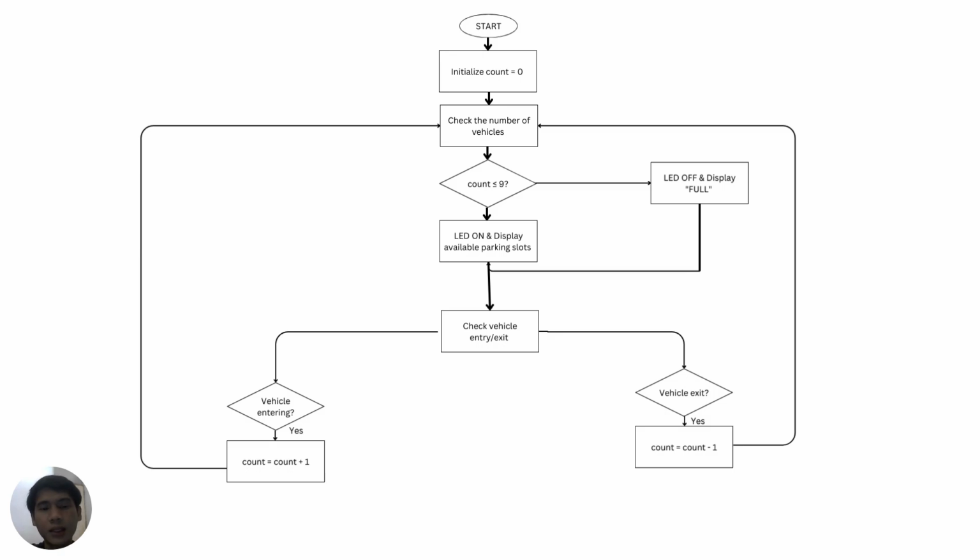If the parking limit reaches 9, the LED will turn off and the 7-segment will display FULL. If below 9, it means parking is available, the LED will be on and display the number of availability. Then we have vehicle entering and vehicle exit. If a vehicle enters, the count will be +1, and if a vehicle exits, the count will be -1. That's all for me. Thank you.